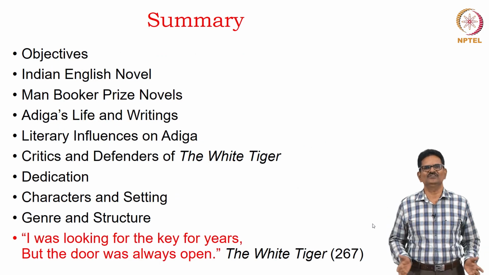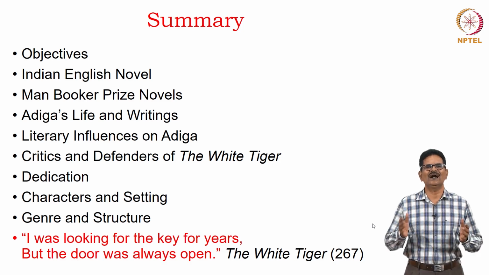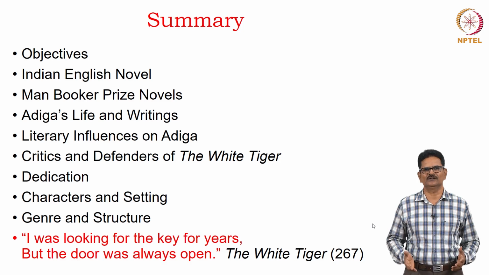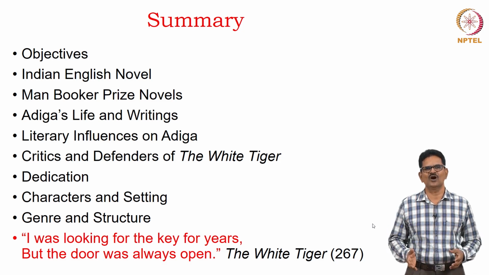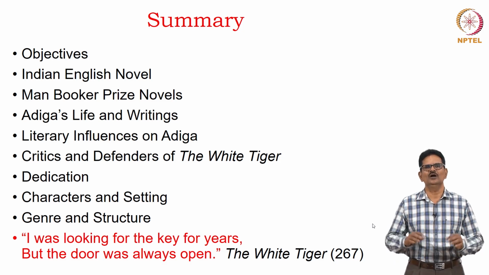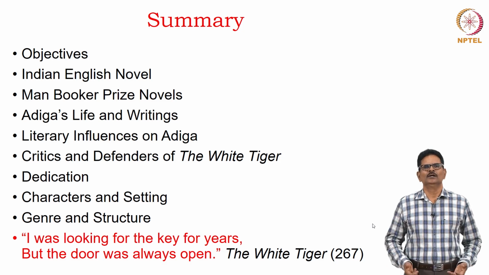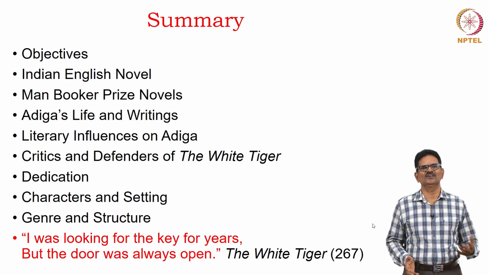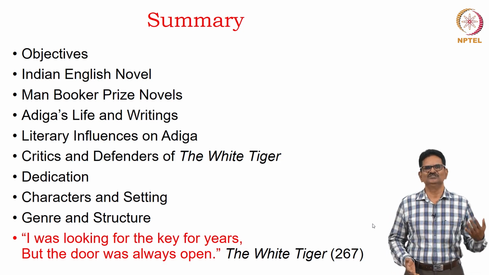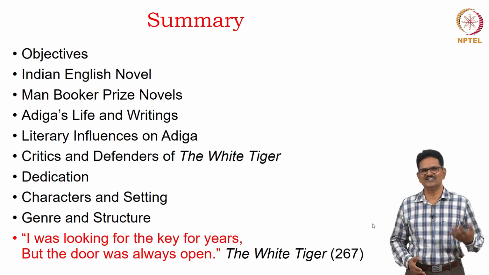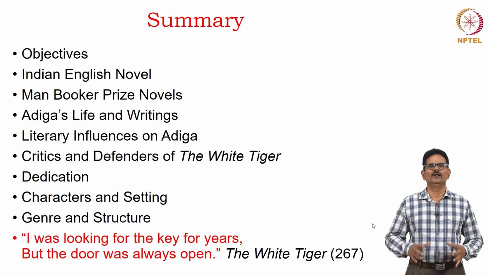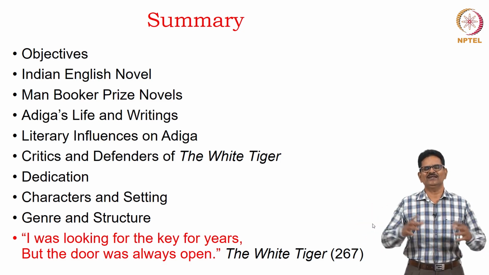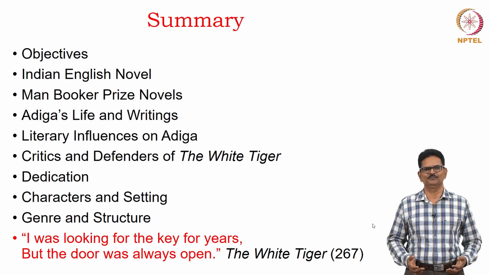To give a summary of the presentation that we have had so far, we saw the objectives of discussing Aravind Adiga's novel The White Tiger. As a prelude, we looked at the Indian novel, the Indian English novel. We also saw Man Booker Prize winning novels. Then we moved on to present the life and writings of Aravind Adiga. We saw the literary influences of Flaubert, Balzac, Dickens, George Bernard Shaw, Ralph Ellison, James Baldwin, Richard Wright on Aravind Adiga. We saw both camps attacking and defending the novel The White Tiger.